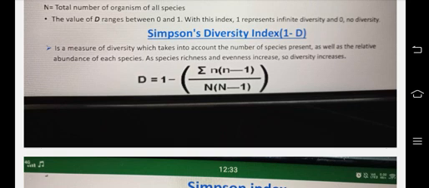This is a measure of diversity which takes into account the number of species present as well as the relative abundance of each species. As species richness and evenness increase, so diversity increases.